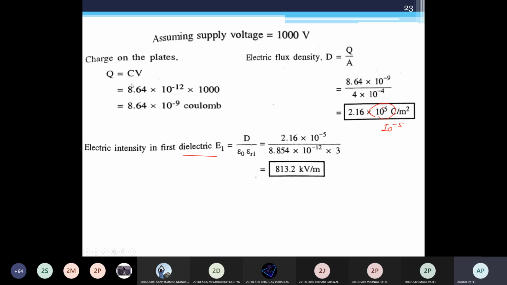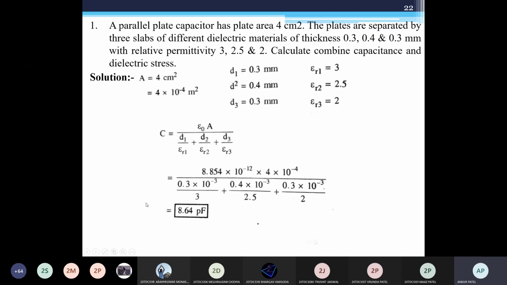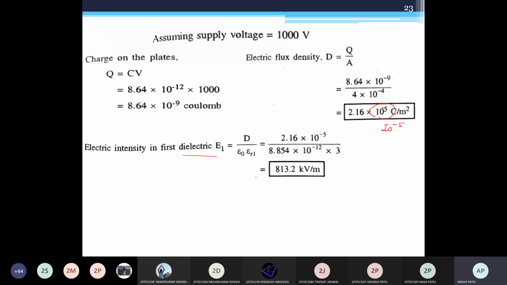Okay. So in the statement, it asks to find out the combined capacitance and the dielectric stress. So for that we need charge Q, then we need to find the flux density, and then you can find field intensity. You can also solve by other method also by knowing the relationship. Okay.